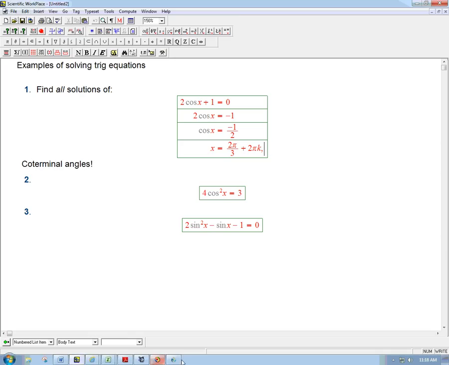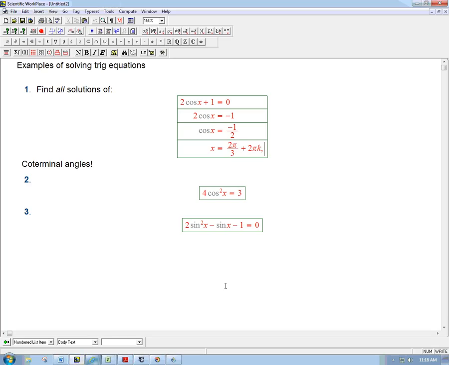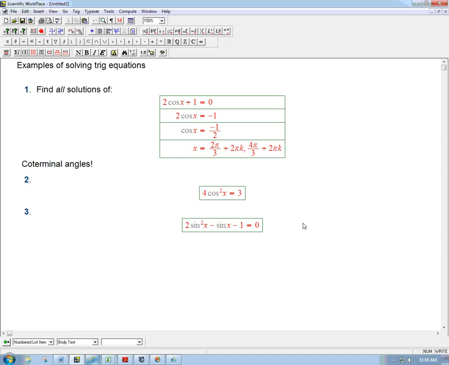But that wasn't the only place. There was another place. 4 pi over 3 is not described by that pattern because it's really a different place on the circle, but it has the same cosine, the same horizontal position. So we can just write that down separately as 4 pi over 3 plus 2 pi k. And so that's all, these two infinite families of solutions. Okay. So even for a simple equation, we got a fairly complicated looking answer because of the coterminal angles bit.